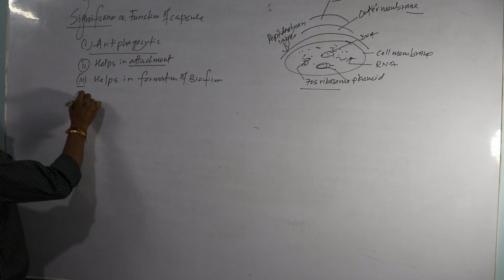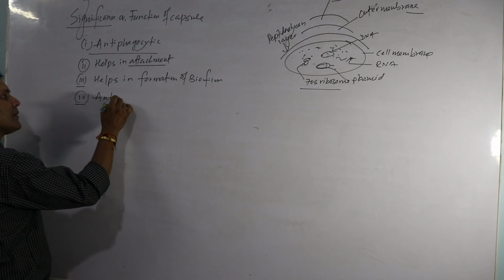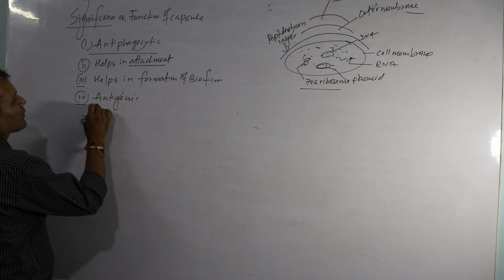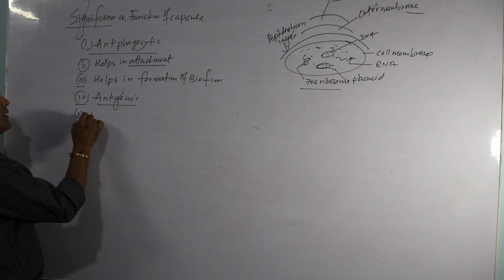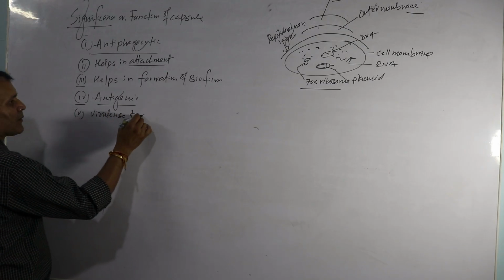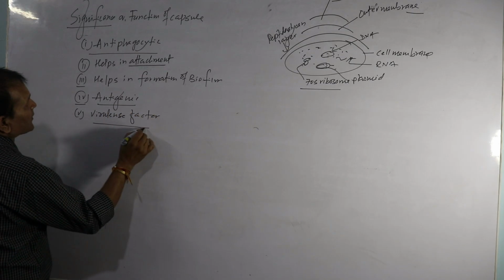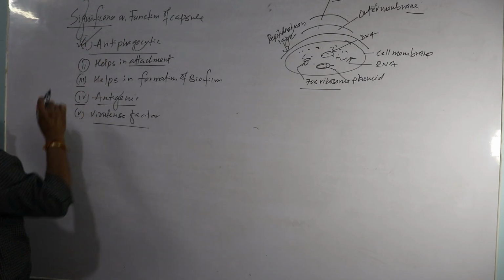Point number 4, it is antigenic in nature. Antigenic means when it is inserted in a body, it can generate an immune response in our host, and it's also a virulence factor. So these are the overall functions. The main function is that it is antiphagocytic in nature.